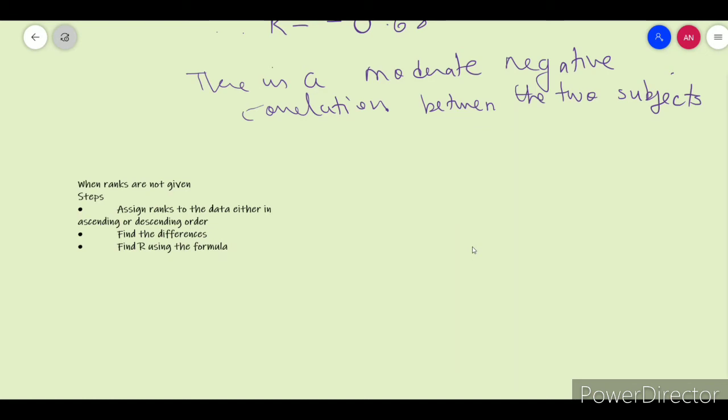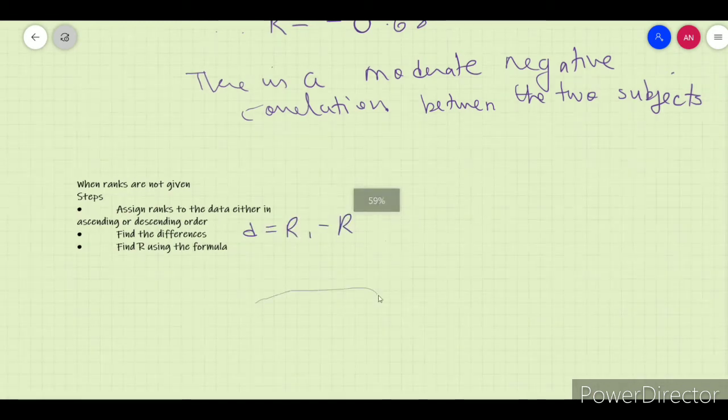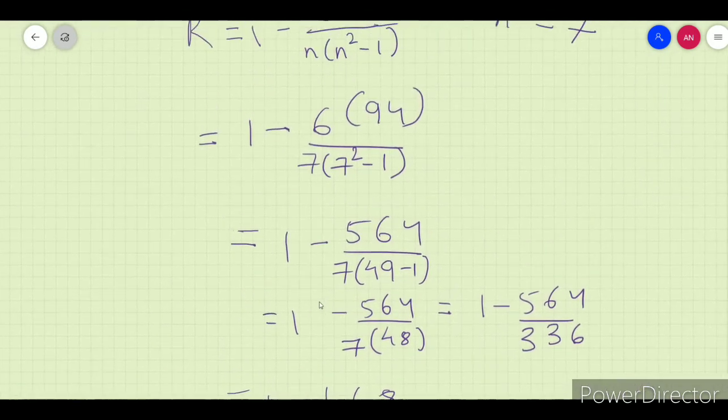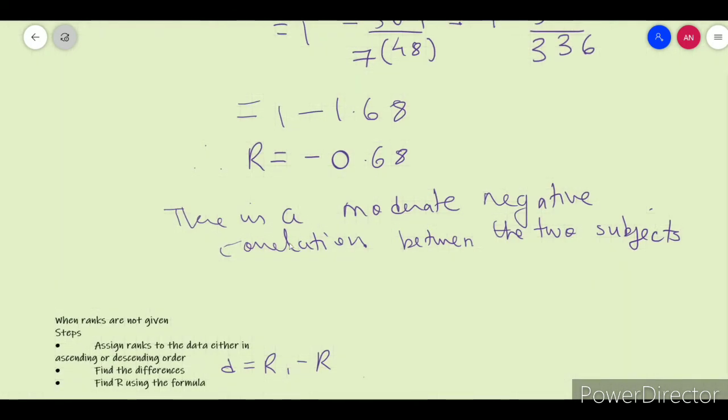And next, what we do is find the differences, because the value of D is very important in applying this formula, and D is nothing but the difference between ranks. Then we apply the formula of the rank correlation. So we'll still apply the same formula. The only difference is we have to apply the ranks.